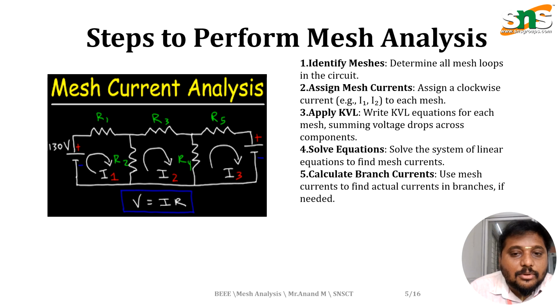And apply the KVL rule. Write the KVL equation for each mesh, summing the voltage drops across the components. Then solve the linear equations to find the mesh currents. The basic objective is to determine the voltage and current of every loop. That current is mapped with Ohm's law to determine the resistance value. Calculate the branch currents. Use the mesh current to find the actual current in the branch if needed. So finally you get the value of voltage, current and resistance.